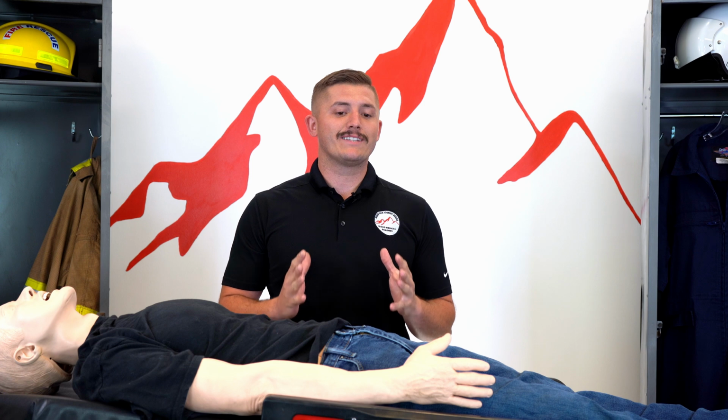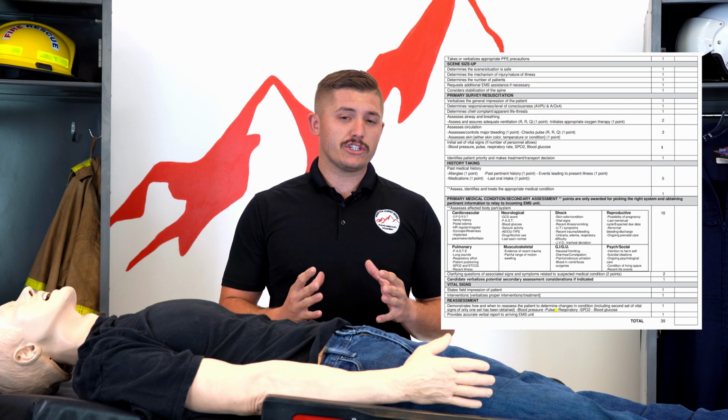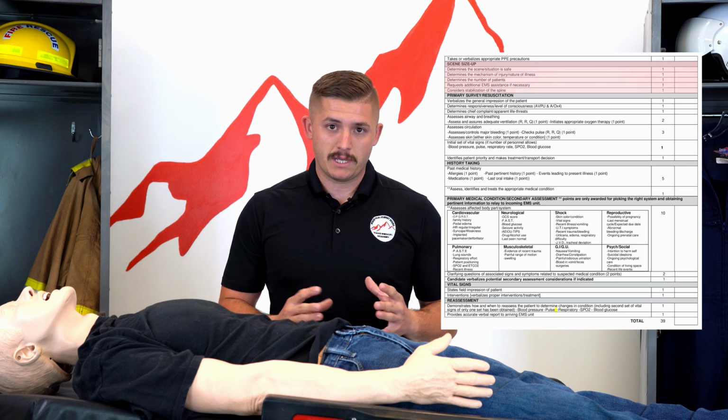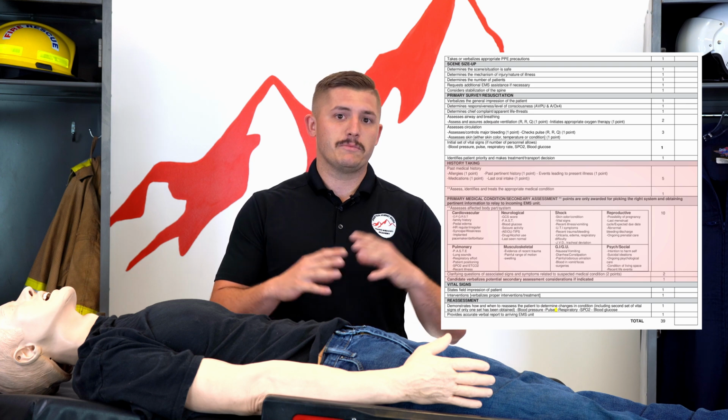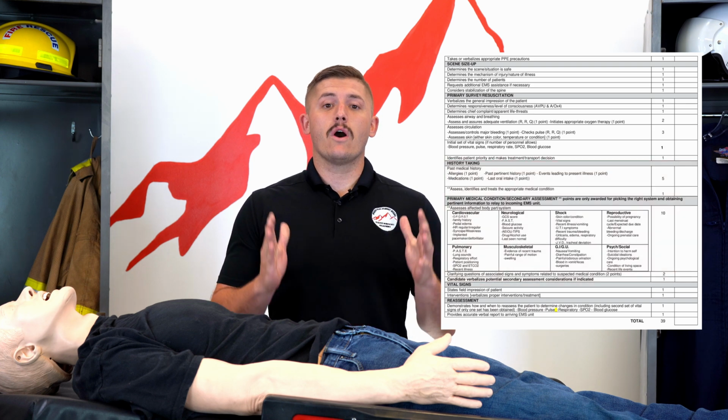Okay guys, let's jump into this skill sheet. As you look at it, I know that it looks very intimidating. There's a lot of words on there, there's a lot of steps. But the best way to break down this sheet is to break it into boxes. So you'll notice on your sheet, you have a box for scene size up. You have a box for primary survey. You have a box for secondary assessment and history taking, okay? So make sure you are breaking down those boxes, okay?